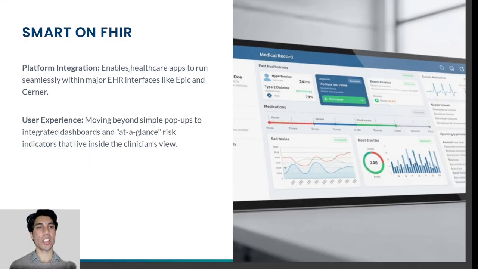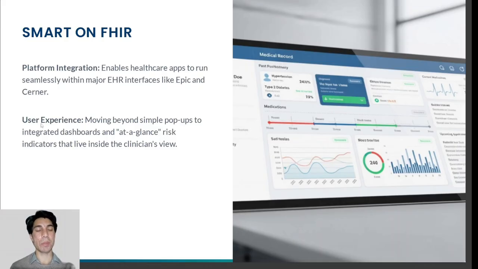Next, we have Smart on FHIR. This is basically a platform, a framework which enables healthcare applications to run seamlessly within major EHR interfaces like Epic and Cerner. Epic and Cerner are two of the largest EHR systems. Epic is mostly dominant in the US market, and Cerner covers almost 39 or so countries. So Smart on FHIR is a framework that enables platform integration, so that our CDS hooks can be integrated with these EHR interfaces.